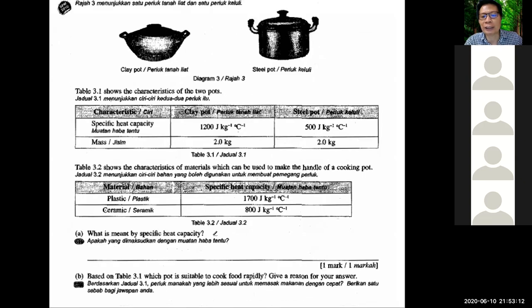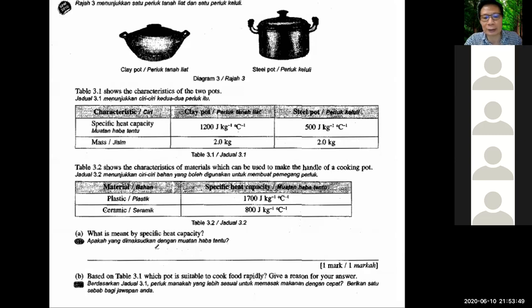What is meant by specific heat capacity? Yuling, what is specific heat capacity? To increase 1 degree Celsius of the material of 1 kg. Yes, correct. It's the heat energy required to raise the temperature of 1 kilogram of substance by 1 degree. Okay, remember now, 1 kilogram by 1 degree. How much heat is needed? That is called specific heat capacity.